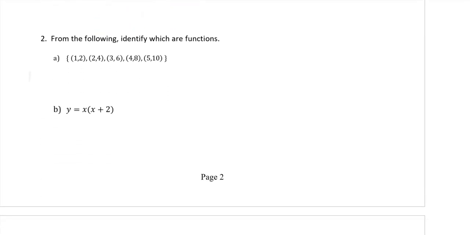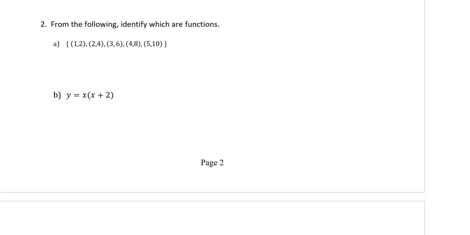Question 2. From the following, identify which are functions. And this is relying on the dot point where we said a function has for every x value only one y value. So if you look through at these x values, we have 1, 2, 3, 4, 5. They're all going up nicely. And then the y values, 2, 4, 6, 8, they are also going up by 2s. There is no overlap. There is no point that has the same y value in it. So this is a function.